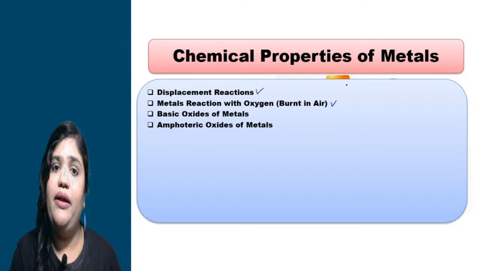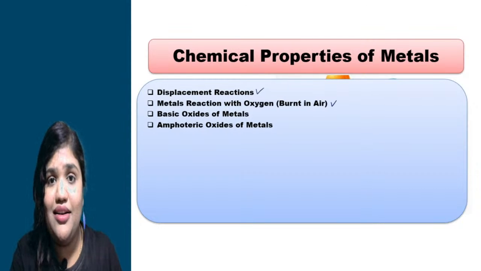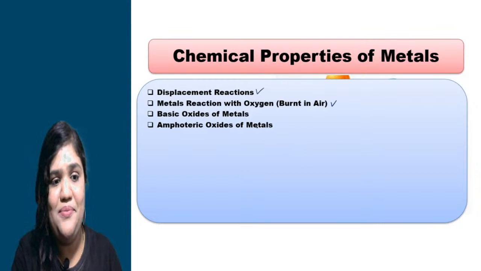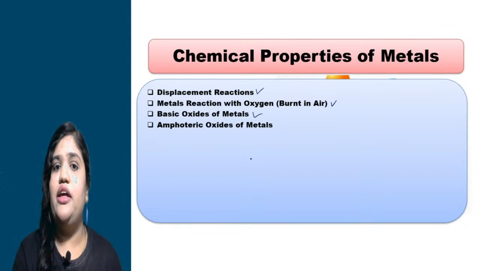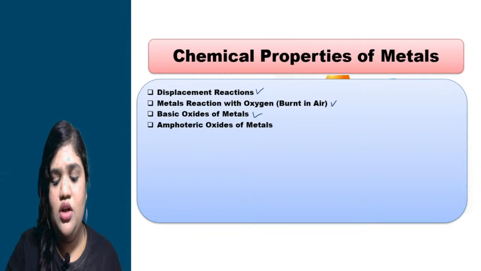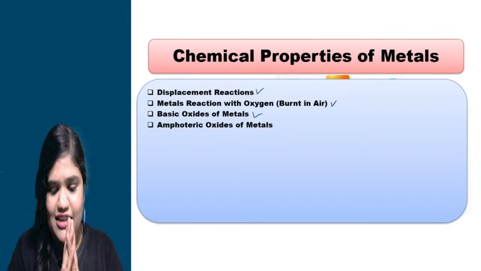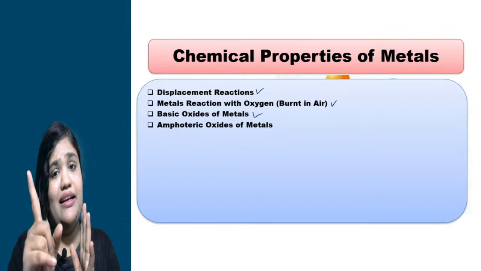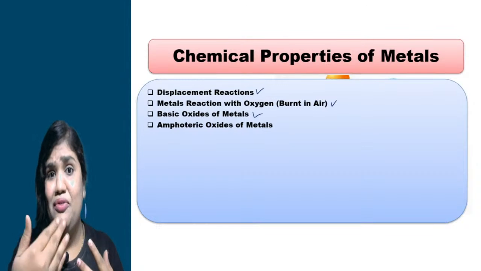Basic oxides of metals. What are the basic oxides of metals? That we are going to discuss over here. Amphoteric oxides of metals. So what are amphoteric oxides, ma'am? These two terms, basic oxides and amphoteric oxides, are very difficult to understand. Don't worry, I will definitely help you with that. But let's start one by one.